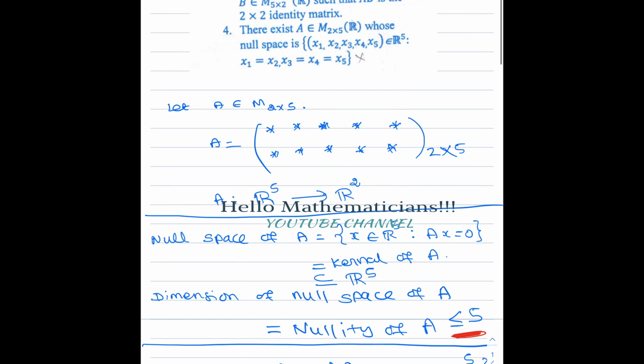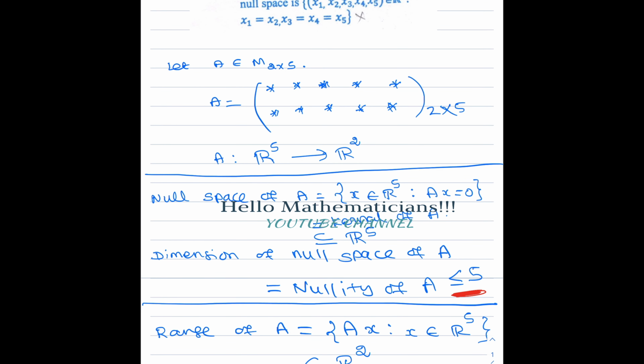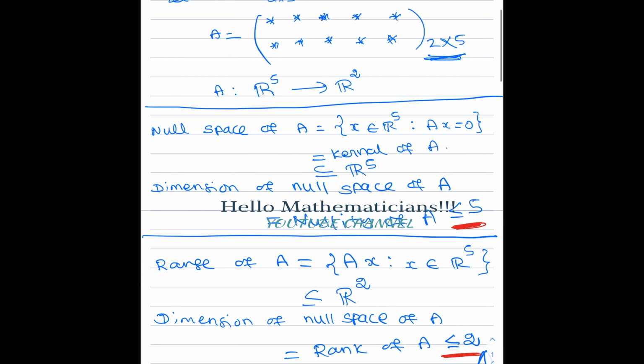Now what is a 2 by 5 matrix? What does it represent? Any 2 by 5 matrix actually represents a linear transformation from R power 5 to R square. Note that it is not a linear transformation from R2 to R power 5, but R power 5 to R square. Okay, so that is our first observation.